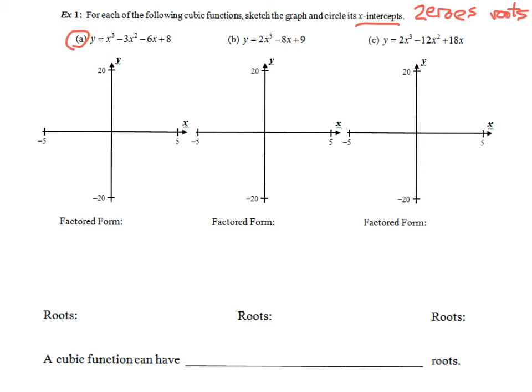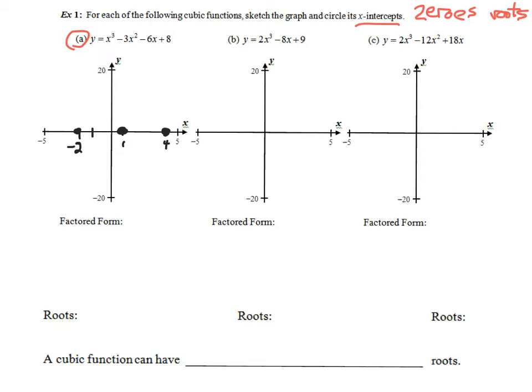Welcome back. When I did this graph, I found that the first place where the graph crossed the x-axis was at -2. So -2 is one x-intercept. It also crosses at +1, so I have an x-intercept there, and again at the number 4. So this particular cubic function has 3 x-intercepts.